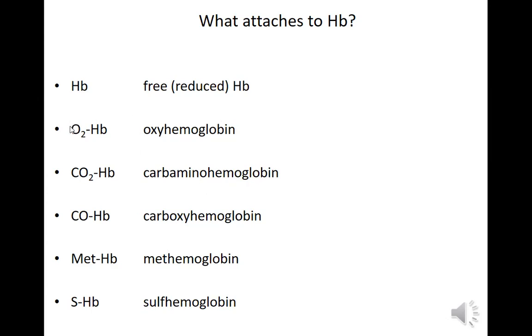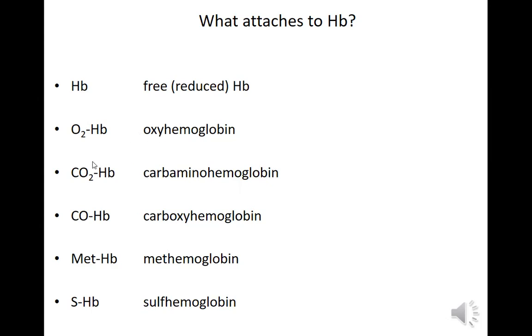So oxyhemoglobin, now the red blood cell I mentioned before, each red blood cell has about 250 million molecules of hemoglobin. Each can carry 4 molecules of oxygen. So 97% or more of the oxygen in your body is carried on the red blood cell to the tissue, right? So the rest is dissolved in plasma. So less than 3% of oxygen is dissolved in plasma.